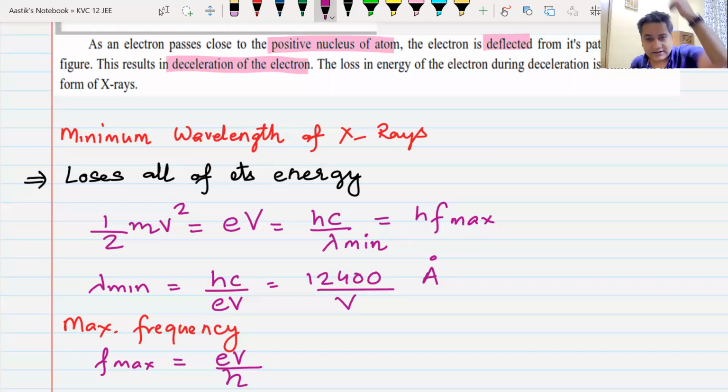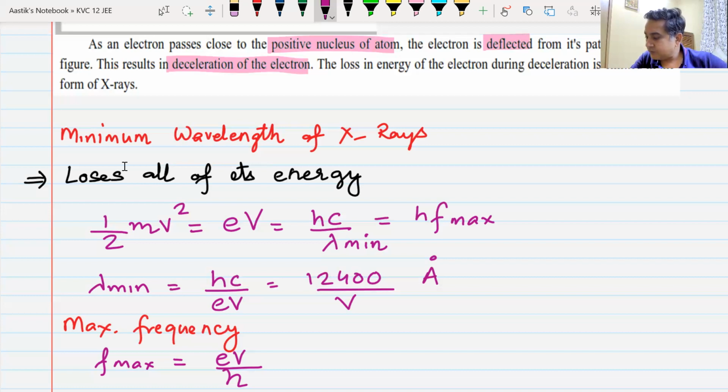So this continuous X-ray will have a minimum wavelength below which you will not have any X-ray emitted. Normally we do not talk about frequency, we talk about the wavelength of X-ray. So there will be a minimum wavelength of X-ray below which there will be no X-ray, or a maximum frequency of X-ray above which there will be no X-ray.